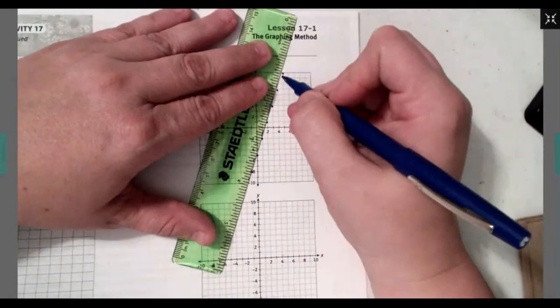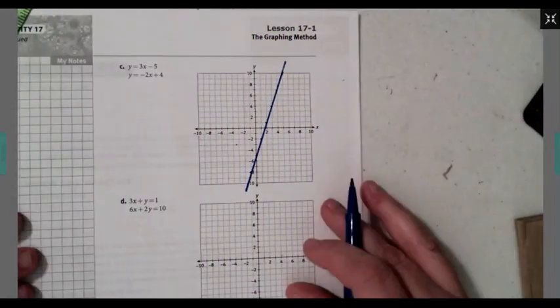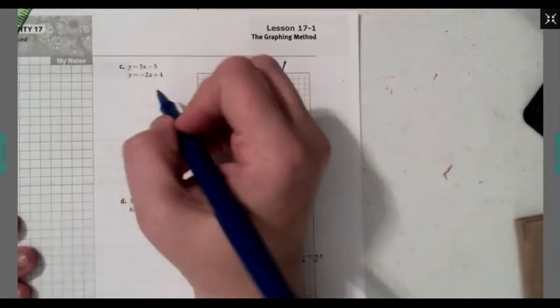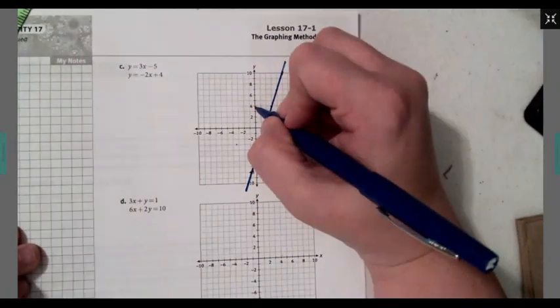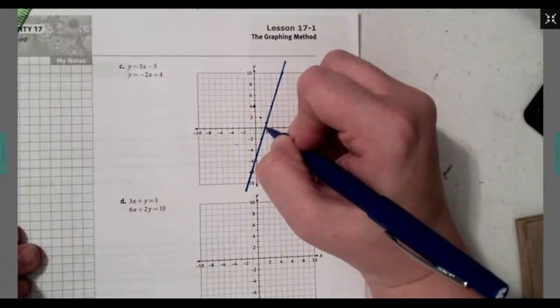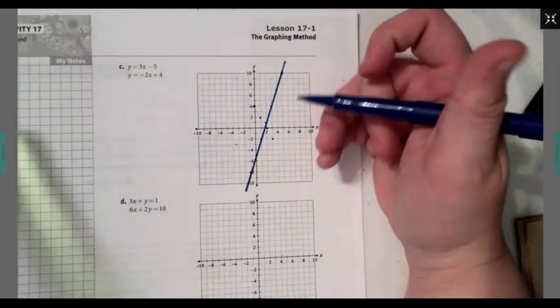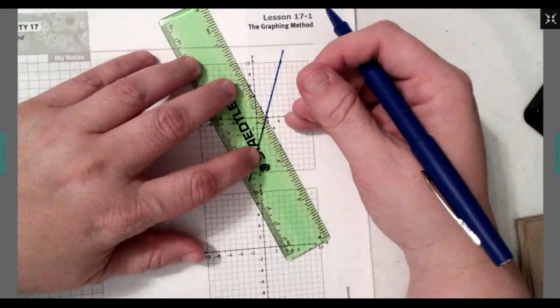Yeah, that's right. Okay. Like so. Okay. Now let's start at +4. This time we go down 2 over 1. Down 2 over 1. Down 2 over 1. Like so.